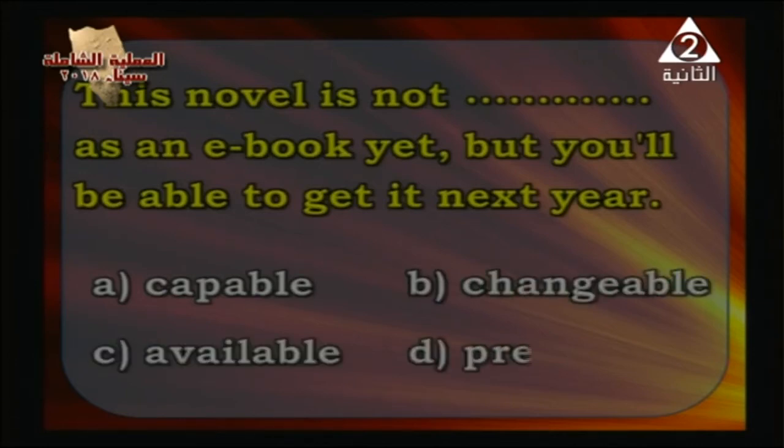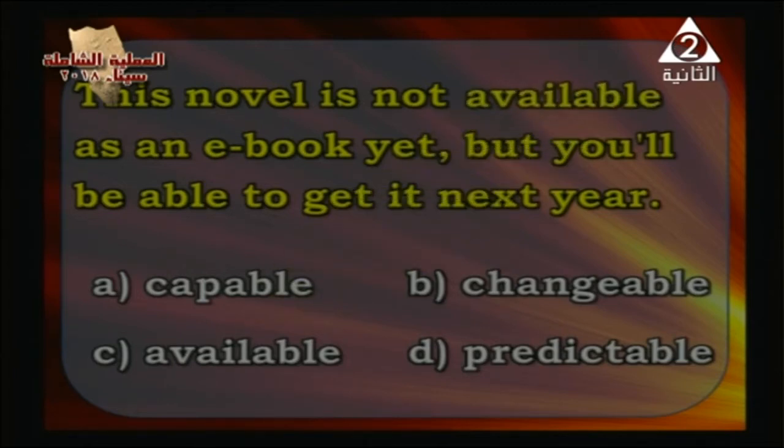This novel is not available as an e-book yet, but you'll be able to get it next year. Capable, changeable, available, predictable. So this novel is not available, غير متوفرة in the e-book.